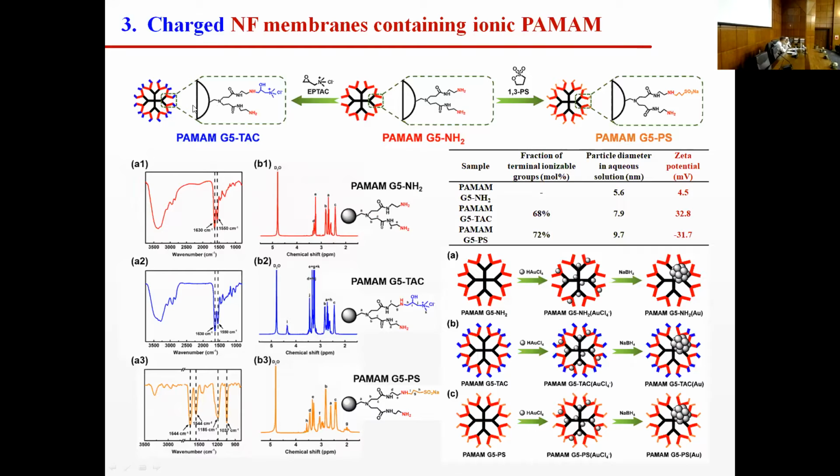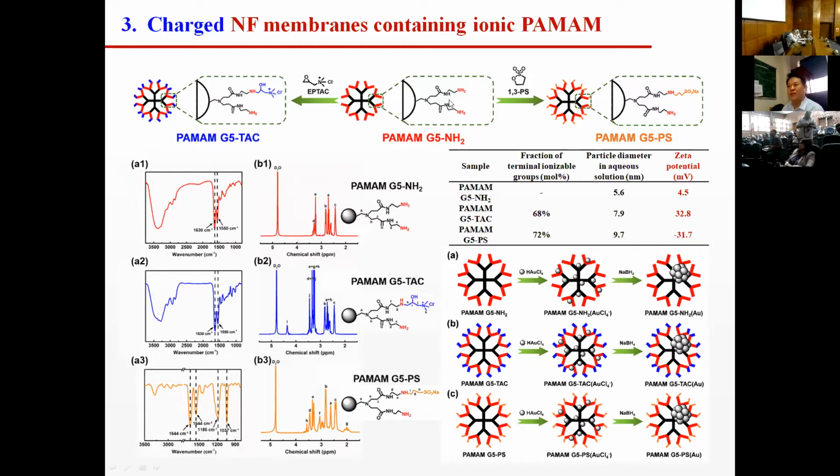If we use this PAMAM to prepare the nanofiltration membrane, the membrane should be charged according to the charged state of the PAMAM. So this composition is used to prepare the nanofiltration membrane. From the data, relatively charged. So this is the structure characterization. You can find the state and the charged state of the membrane.